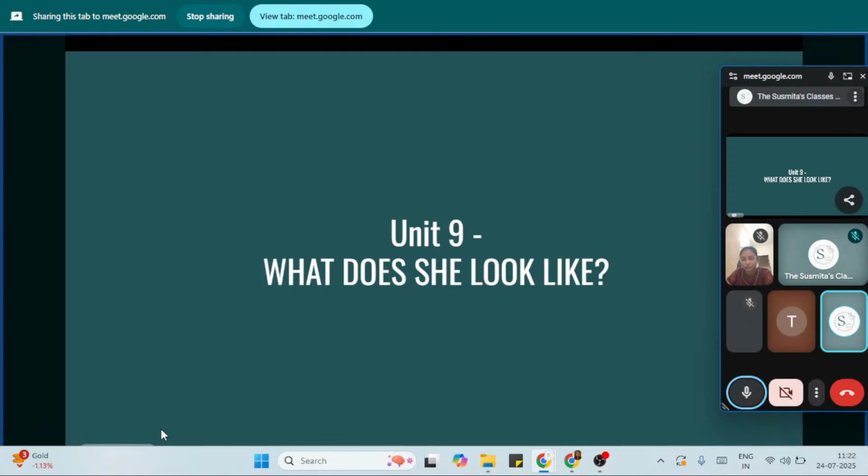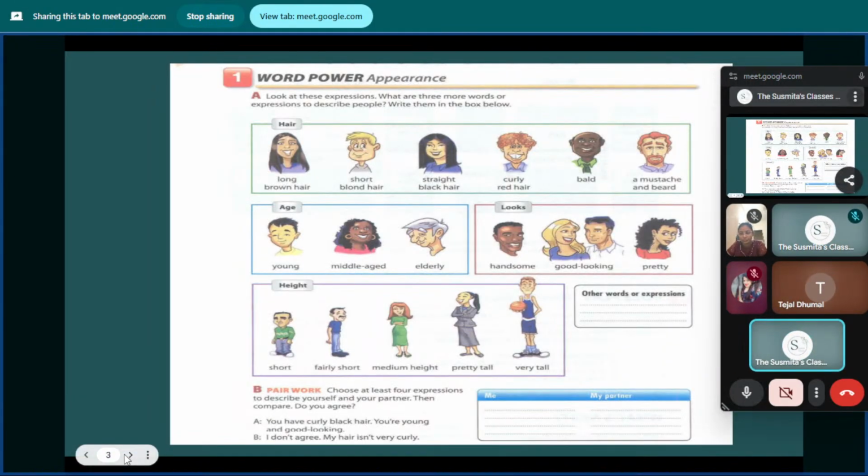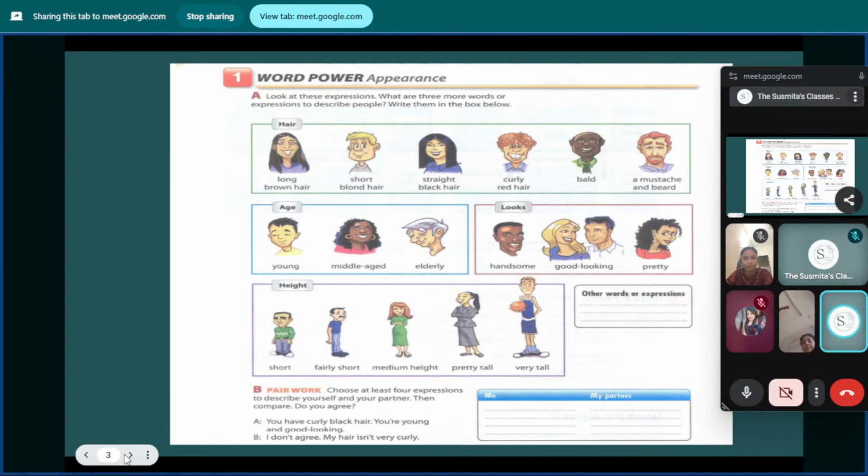Okay. Now, 1 second. Hmm. The first thing that we have is to talk about appearances. The way she described right now, we can talk about someone's hair, correct? We can say she has long brown hair. We can say he has short blonde hair. She has straight black hair. So we talk about the texture of the hair and then the color of the hair.